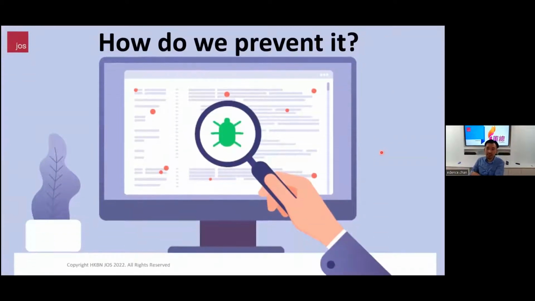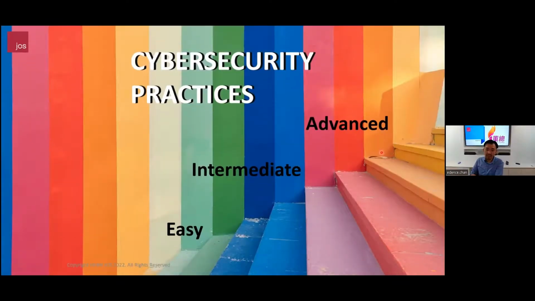Okay, so now we talk about the real thing. How do we prevent this from happening to us? We want to share with you some cybersecurity practices. We classify them into 3 categories: easy, intermediate, and advanced. We're going to start with easy, then intermediate and advanced. As we go up the ladder, it becomes more and more difficult, but nonetheless, it should not stop you from starting with easy first.